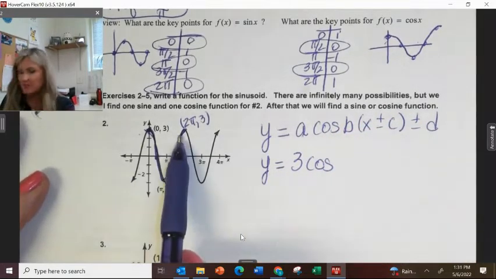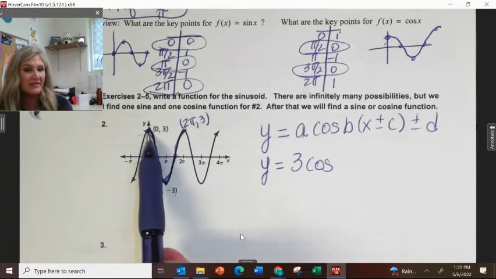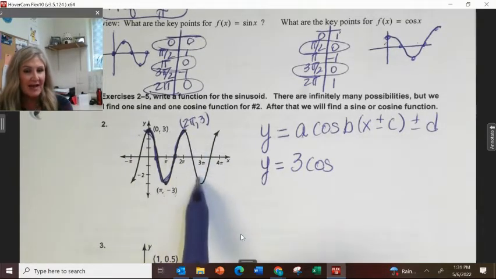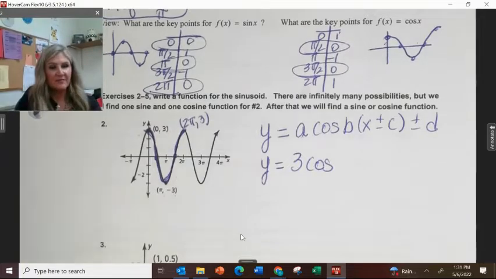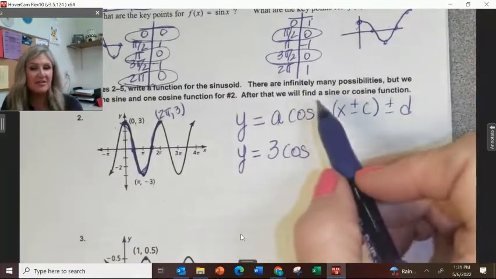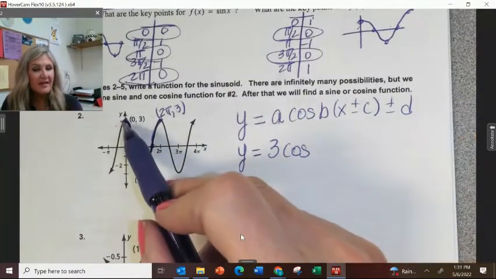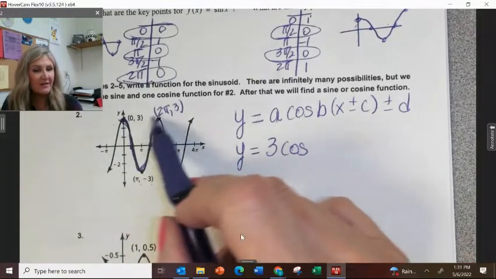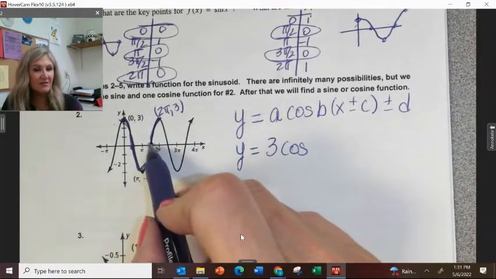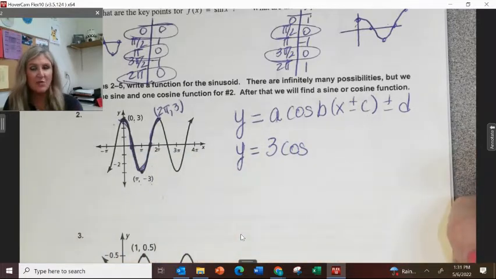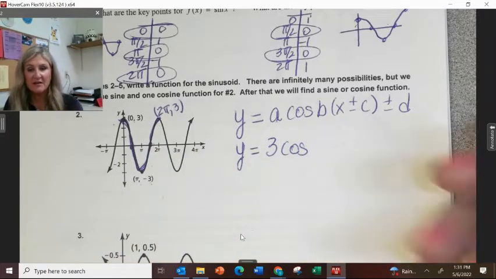Is there a change in the period? The period is how long it takes for it to start repeating the pattern. Is there a change in that period? No. So therefore, B is just going to be 1. Is there a shift left or right? No. And is there a shift up or down? No. So what is it going to be? Just y equals 3 cosine x.